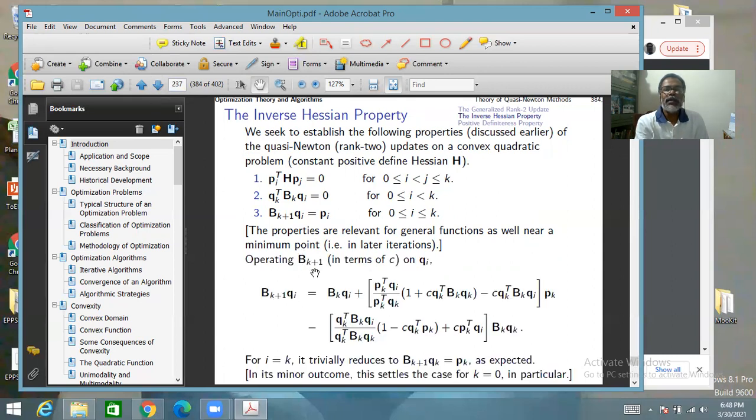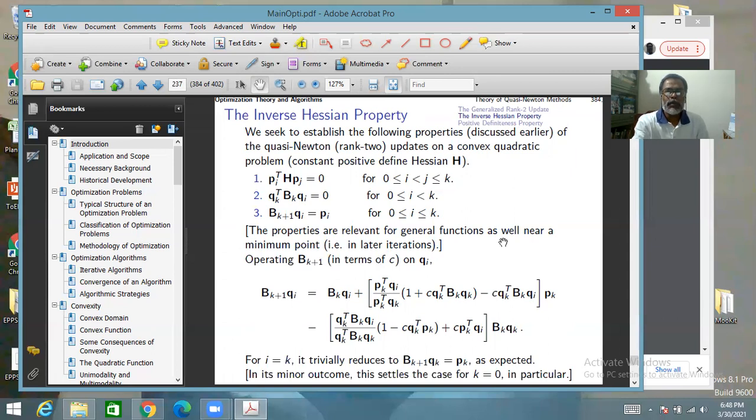So operating Bk plus 1 in terms of C on qi. By operating it on qk, we evaluated it. Now we operate this on qi, the old steps. I mean any step, till now, old or the current. So as we operate that, it is just a matrix vector product. We just multiply it.